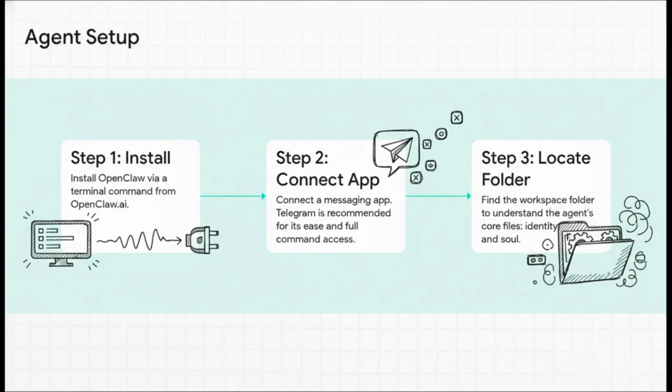All right, it really just comes down to these 3 things. First, you install it with one simple command in your terminal. Second, you hook up a messaging app. And seriously, just use Telegram. Trust me on this one. It's the easiest by far, and it gives you access to crucial commands like /reset or /kill if things go sideways. And finally, you find its workspace folder. This is where the fun starts, because you can edit its core files, its identity, its mission, and even what's called its soul, which dictates its whole personality and what it obsesses over.